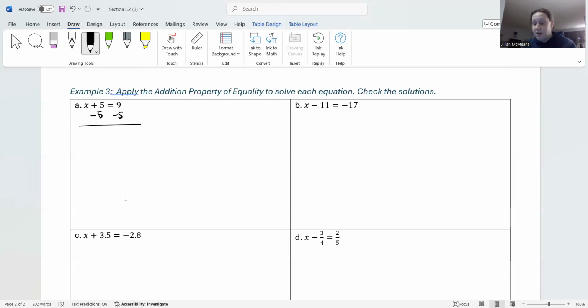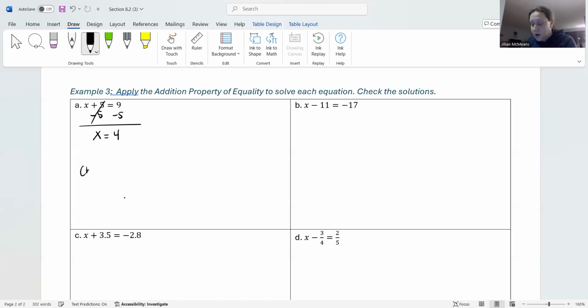Looking at this example, what we really have is positive 5 minus 5. So what is 5 minus 5? Well, 5 minus 5 is 0, and then x plus 0 is just x. So we got our x alone. Now we have to simplify the right-hand side. We get 9 minus 5, which is 4. So the value for x that would make x plus 5 equal to 9 is 4.